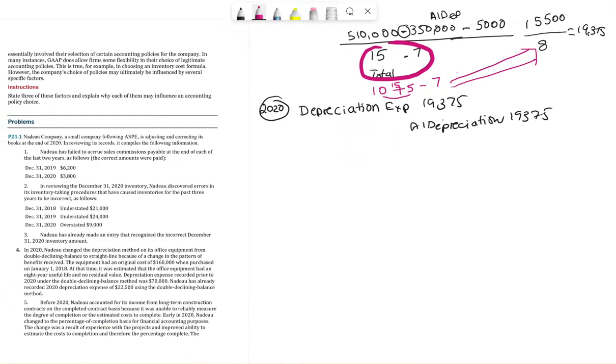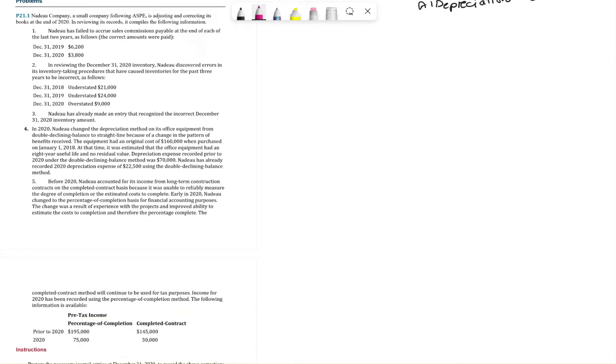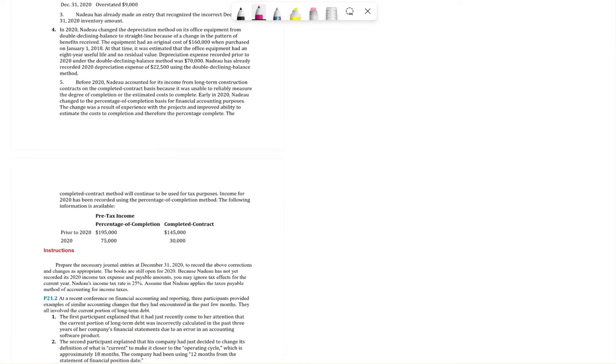The next question we had to do was 21.5, and it is a problem. In the problem there's more than one correcting entry by the look of it. The question asks us to prepare the necessary journal entries at December 31st, 2020 to record the above transactions and make changes as appropriate. The books are still open.